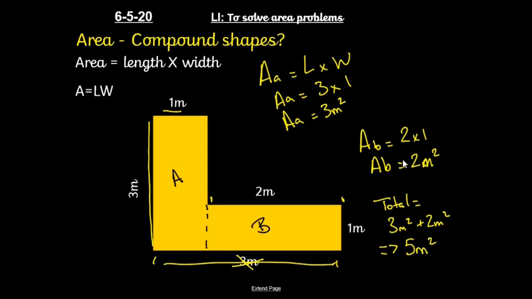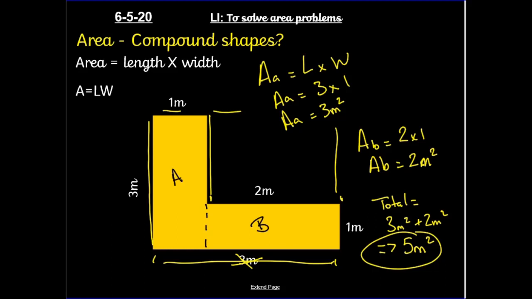Now, there is another way that you could have done this. You could have done 3 times 3 and then minus sort of this area out here. Okay, that would have worked. But I just prefer it. It's much, much more straightforward. Just split it into 2 shapes, A and B, and then work out those shapes and add them together. So the total area of that shape there is 5 meters squared.